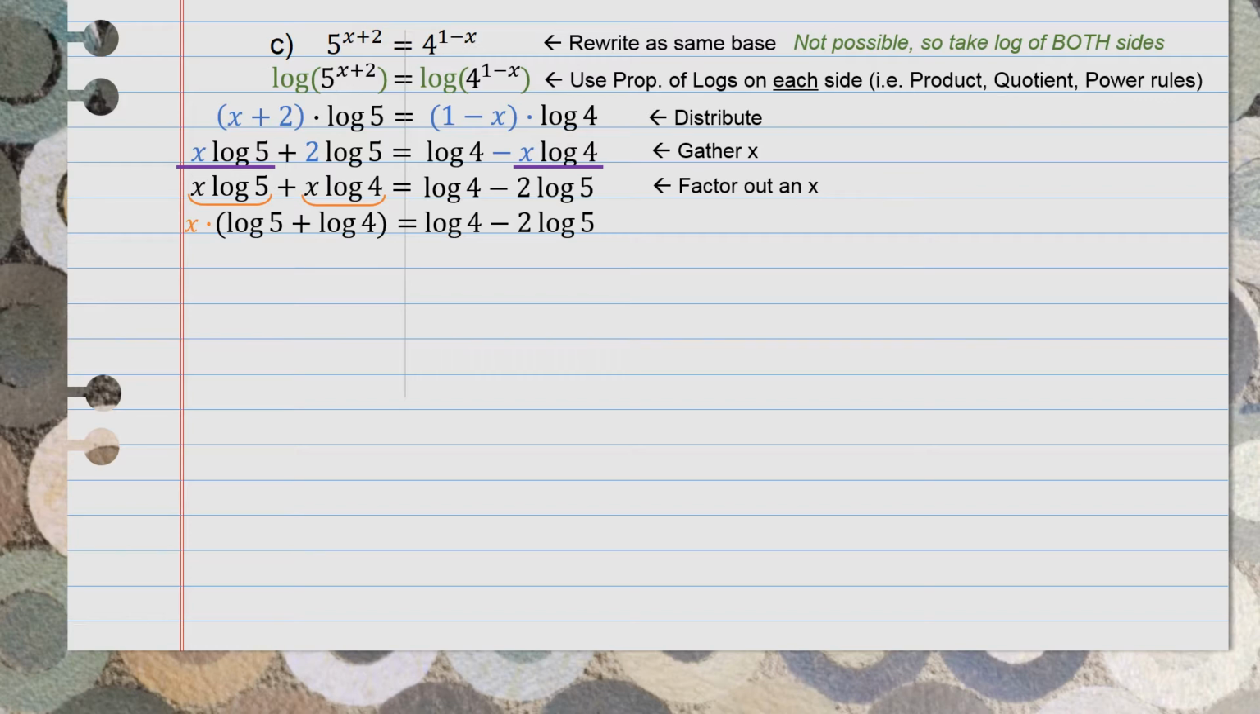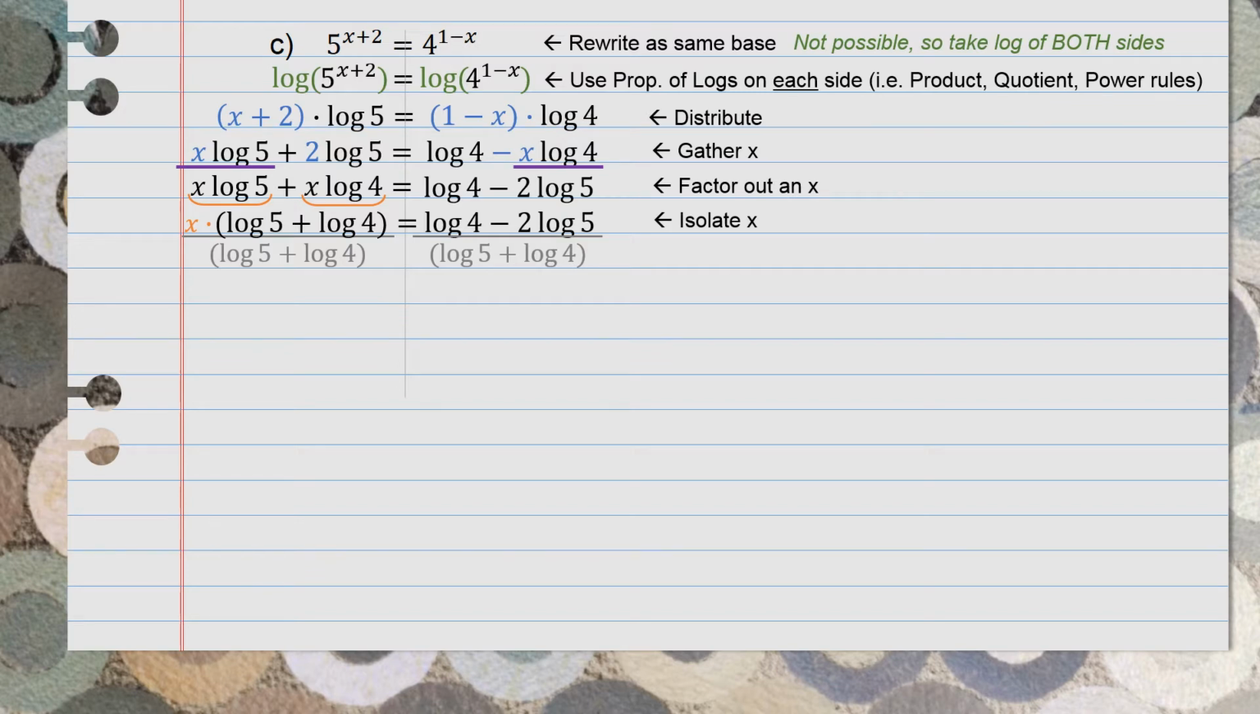Now, we're still on a mission to solve for x. We're trying to isolate x. On the left side, I have x times something. So how do you undo multiplying by something? Well, you simply divide by whatever that something is. So divide the left side of the equation by log 5 plus log 4, as long as what you do to one side, you must do to the other side.